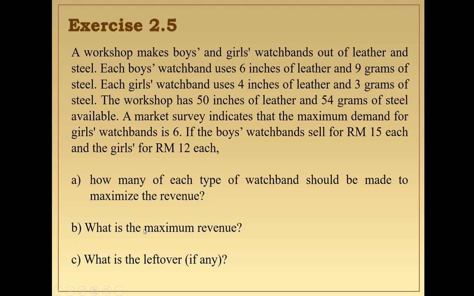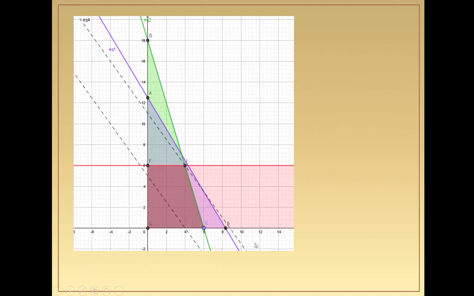Then B, I think everyone can answer questions A and B. Maximum revenue means you need to give the Z value, the optimal value. Okay, for C, maybe some are not so clear. It's okay. So, this is the graph for the workshop watchband.